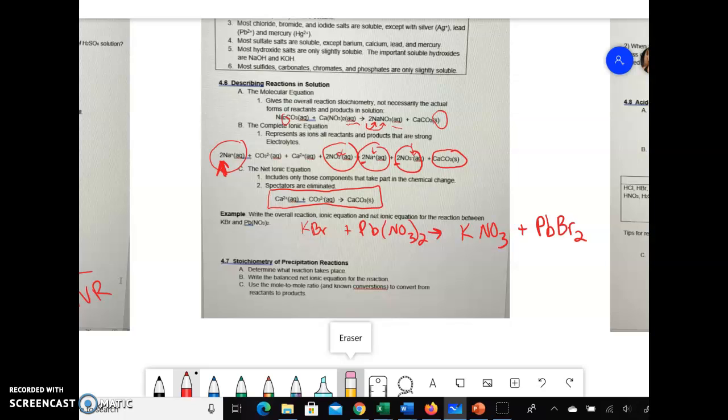Now we're ready to see what kind of things they form. So I can tell that the first 2 are both going to be AQ because we have a group 1 salt here.